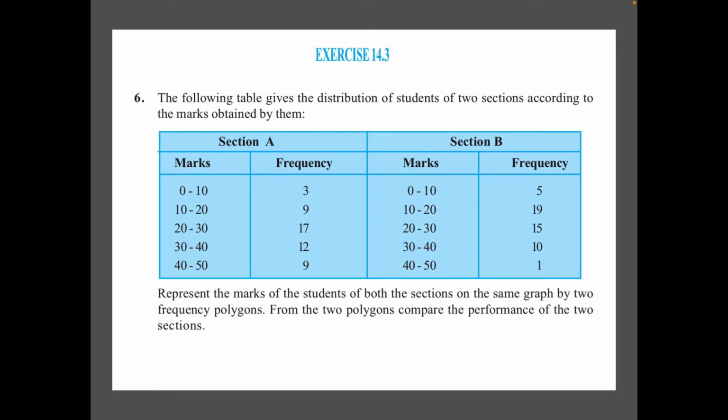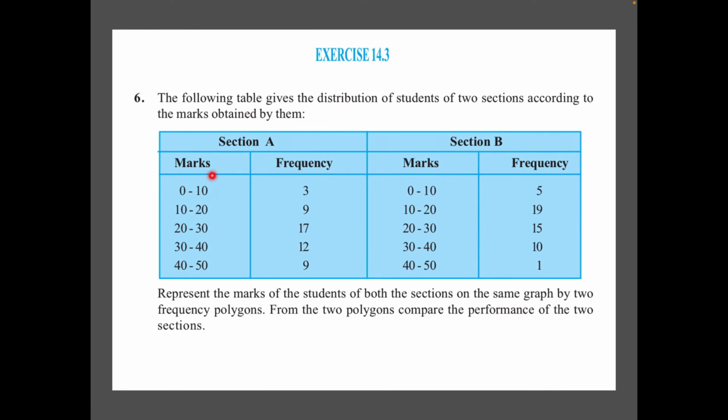Now we will solve two questions which are remaining from exercise 14.3. They are question number 6 and 7. Let's see the first one. The following table gives the distribution of students of two sections according to the marks obtained by them, Section A and Section B.